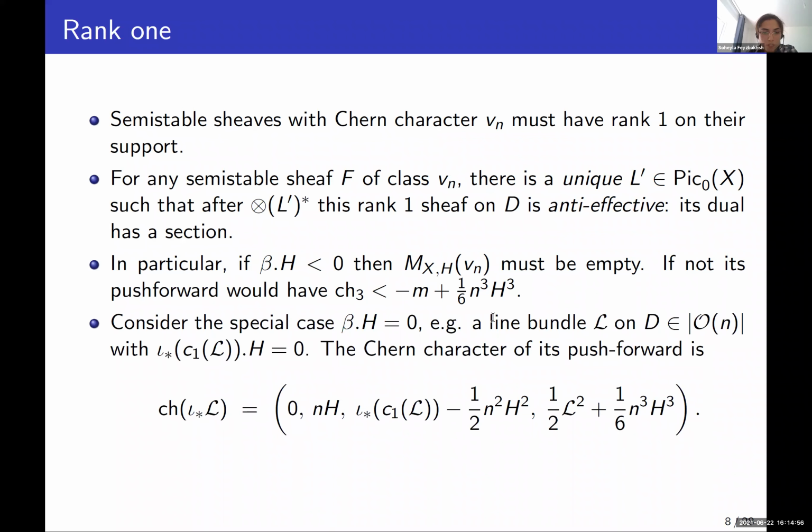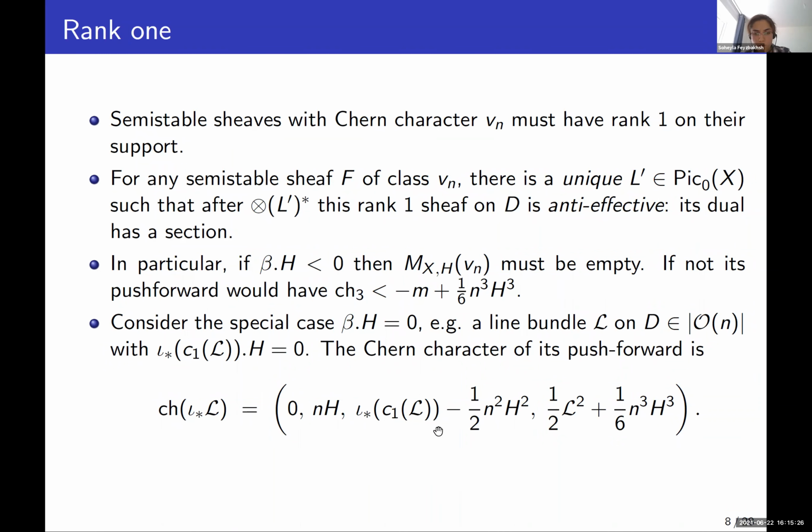So let's just look at one example, the case that beta H is equal to zero. As an example, we can just take a line bundle L on a divisor D in the linear system NH such that L dot H is equal to zero. Then if you look at the push forward of this line bundle to the threefold X, we can see that its chain character is similar to the chain character of Vn.